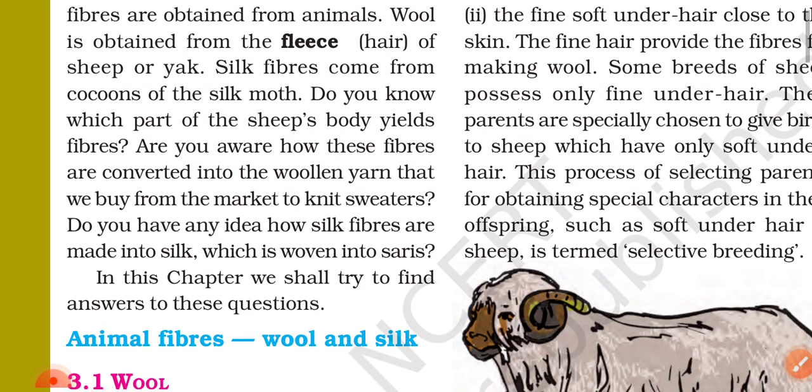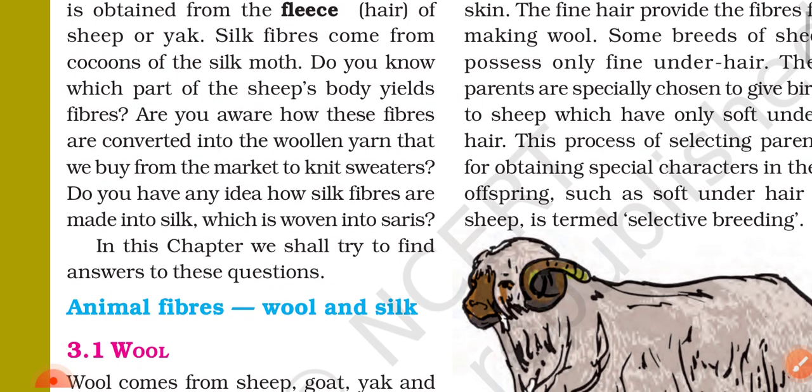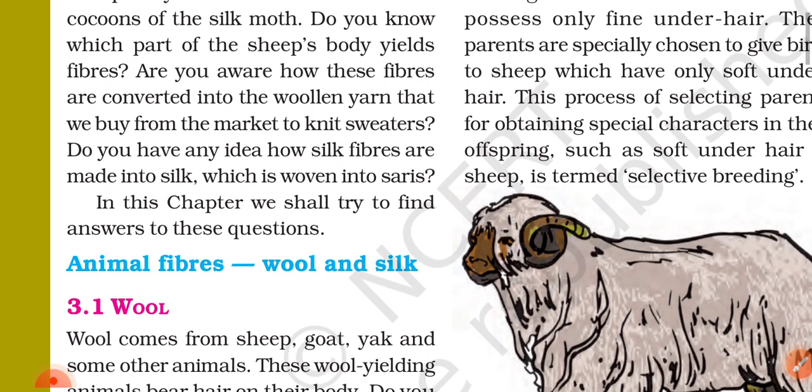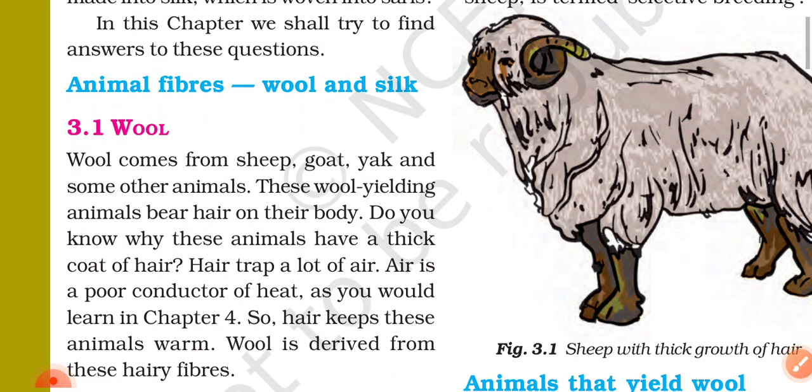Do you know which part of the sheep's body yields fiber? Are you aware how these fibers are converted into the woolen yarn that we buy from the market to knit sweaters? Do you have any ideas how silk fibers are made into silk, which is woven into saris? In this chapter, we shall try to find answers to these questions.